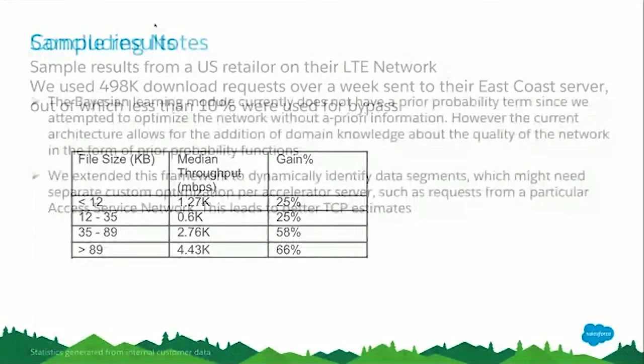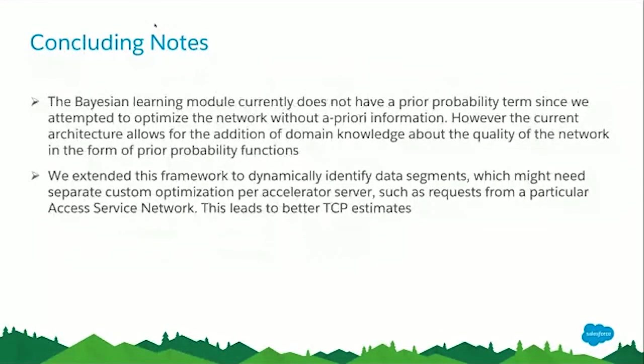Now I'll give some concluding notes. Our Bayesian learning module does not use prior probability terms because we try to optimize this without a priori network information, but our architecture allows for the addition of domain knowledge. We have not exploited that yet. That is possible future work.